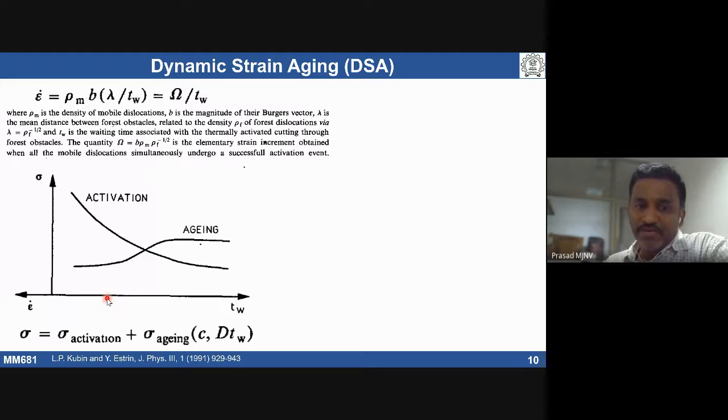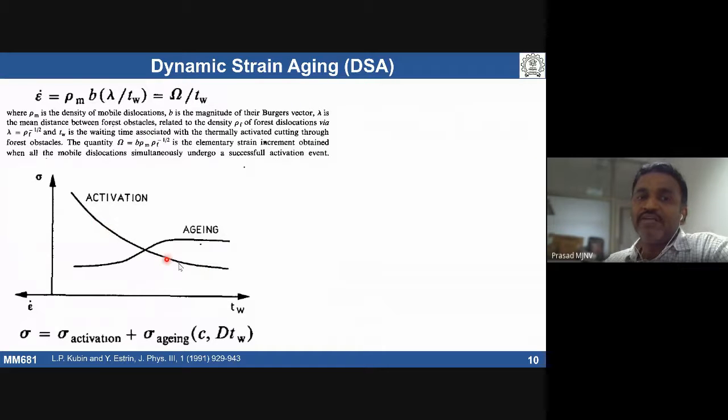When we are giving enough time, we can see aging, because we are facilitating more interaction of the solute atoms with the dislocations. That can lead to aging of the material. So with time, holding at the same temperature, we do see thermal activation.